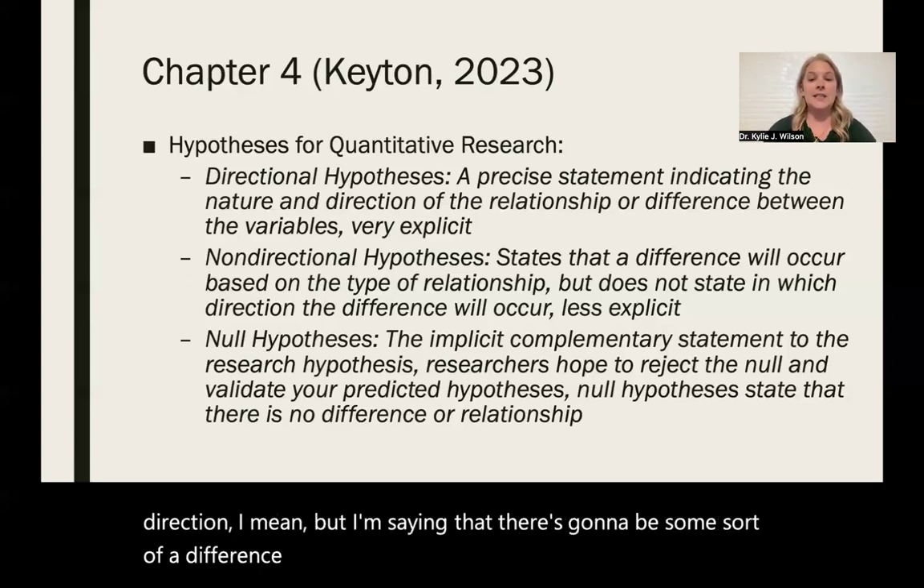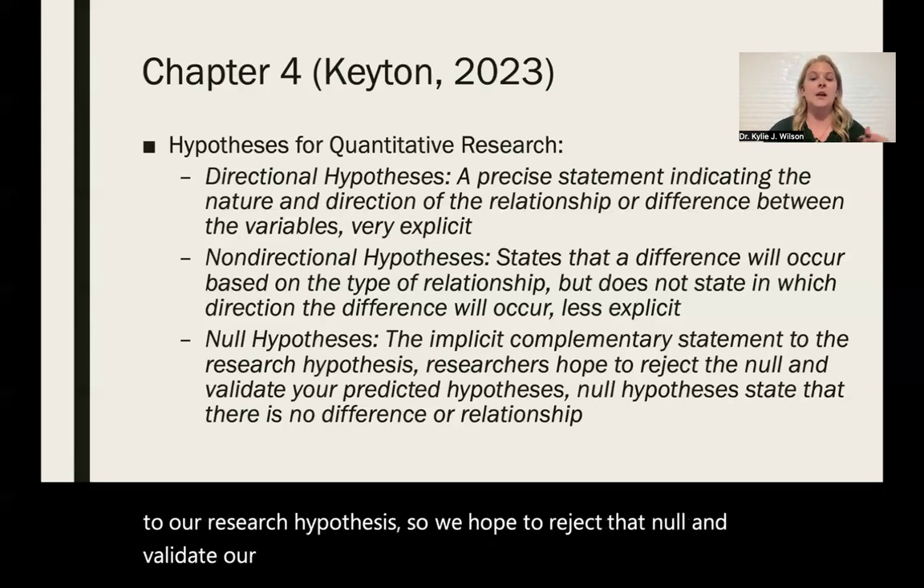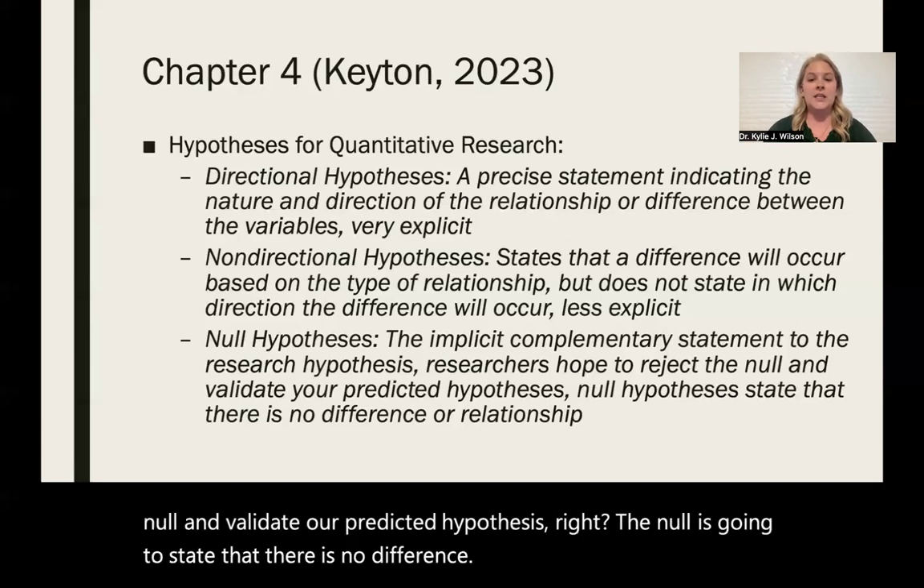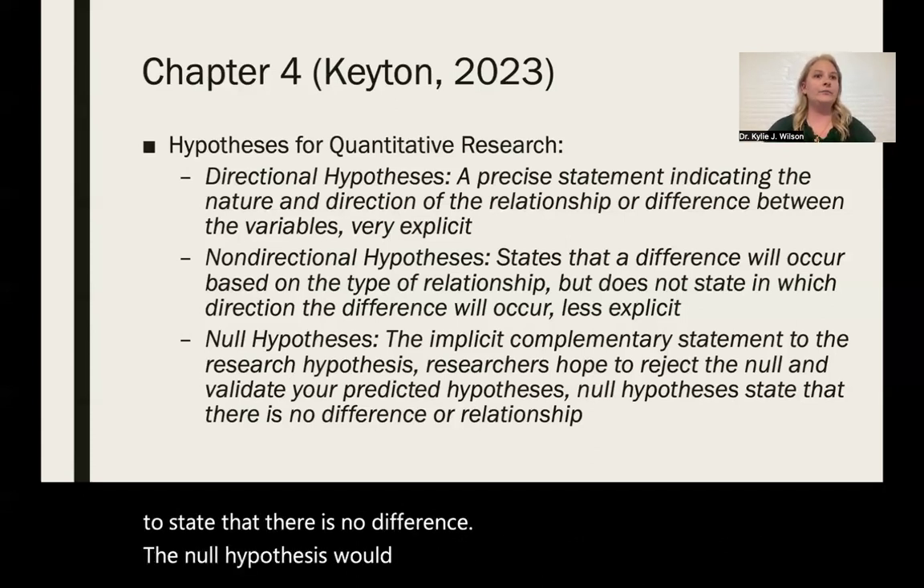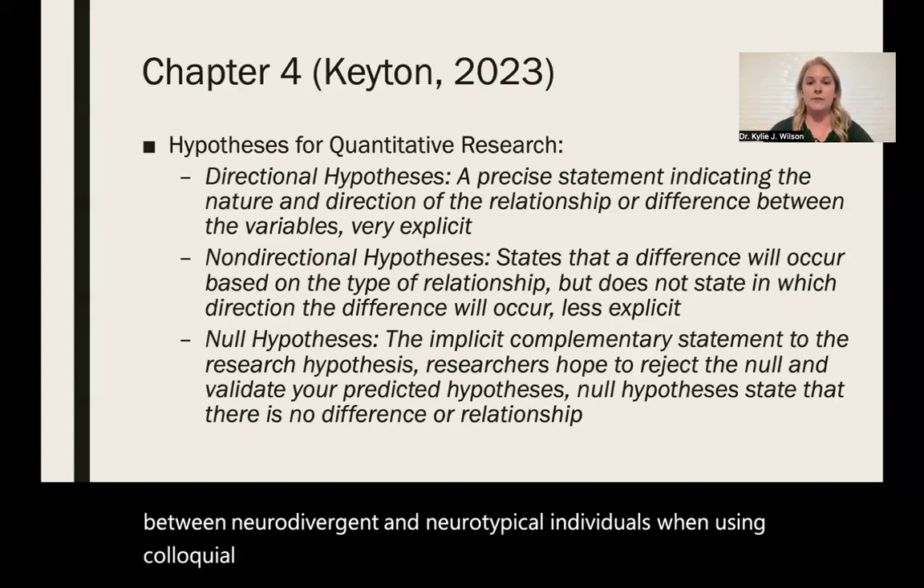The null hypothesis is complementary statements to our research hypotheses. So we hope to reject that null and validate our predicted hypothesis, right? The null is going to state that there is no difference. The null hypothesis would state there will be no difference between neurodivergent and neurotypical individuals when using colloquial slang terms. Okay.